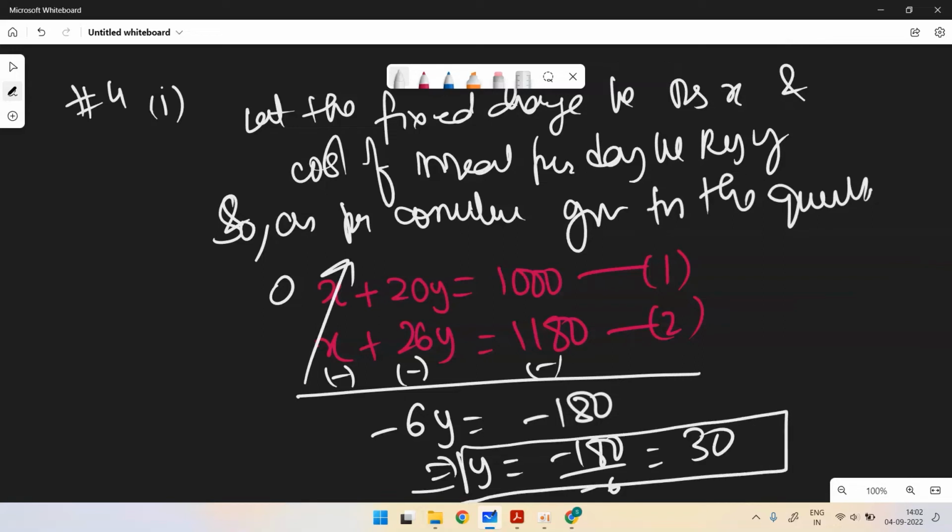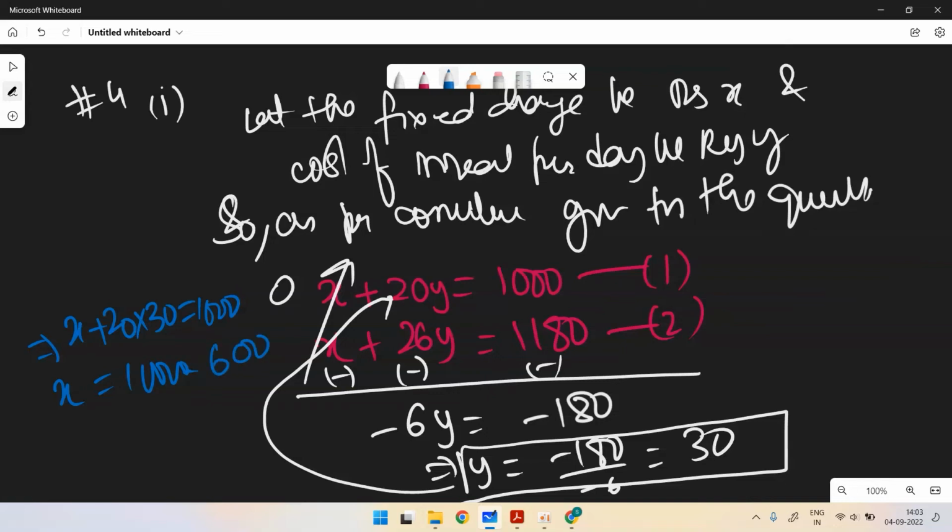If you put this y equal to 30 in the other equation, putting it in equation number 1, which implies that x plus 20 into 30 equals 1000. So x equals 1000 minus 600, x equals 400. So the fixed charge is rupees 400 and the cost of a meal per day is rupees 30. This is the answer.